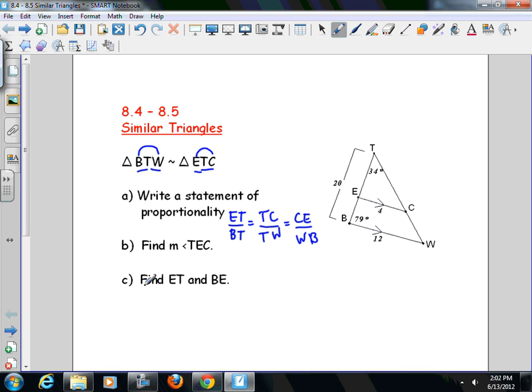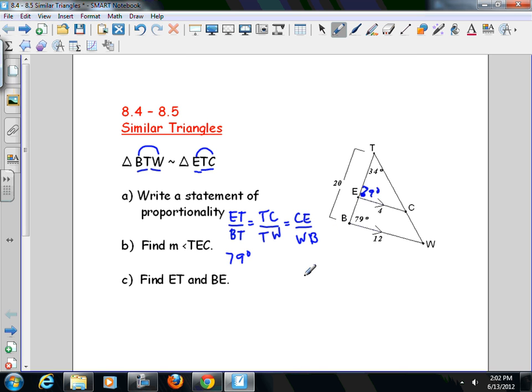Now, given all of this information, let's find the measure of angle TEC. It looks like TEC, this angle here, and angle B are in the same corresponding positions. So if these triangles are similar, those corresponding angles should be equal. So TEC should also be 79 degrees. We can fill that right in. Now we'd also like to find the length of ET and the length of BE.